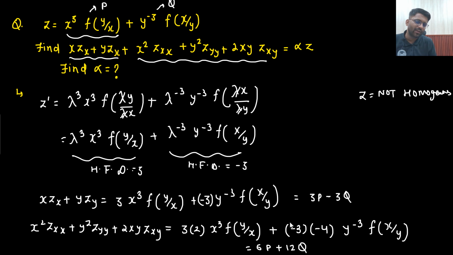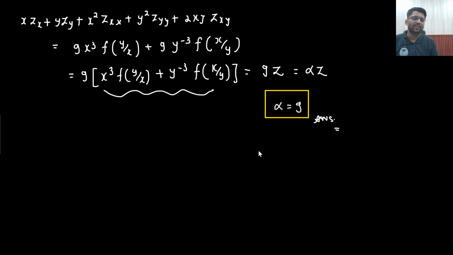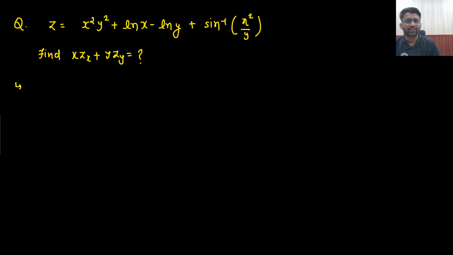I will add both of them, it will give me 9p plus 9q. 9 I take common, 9 into p plus q. That's it. P plus q is nothing but z. Alpha equals 9 only. That's it. Understandable? Very easy thing, very straightforward. No need to worry about these kinds of questions.